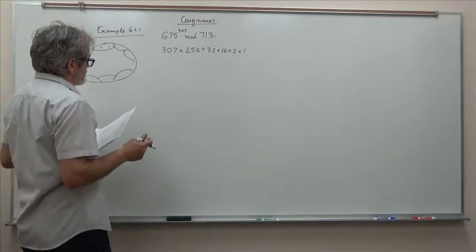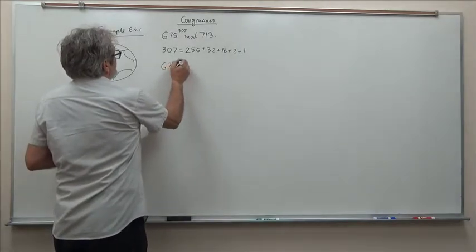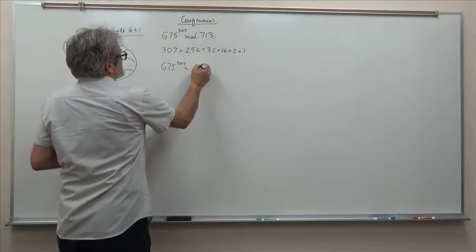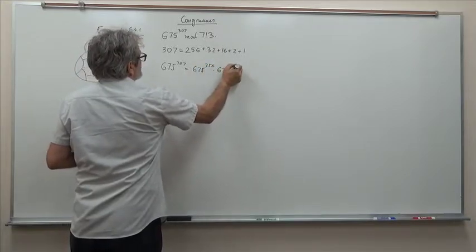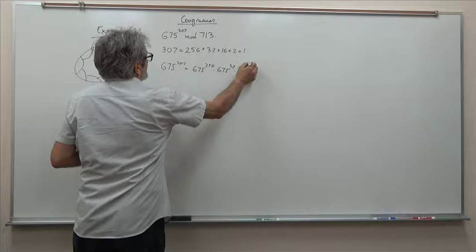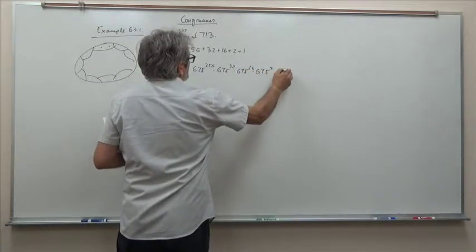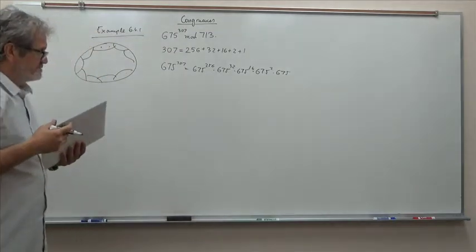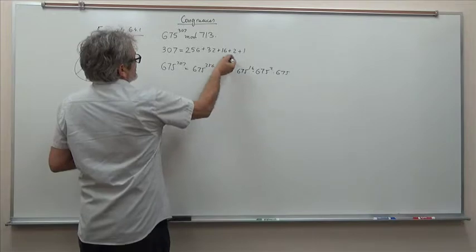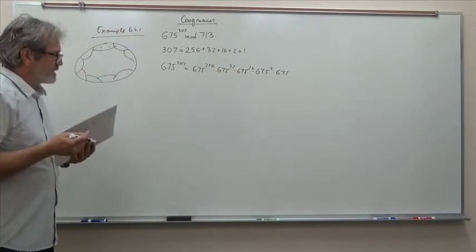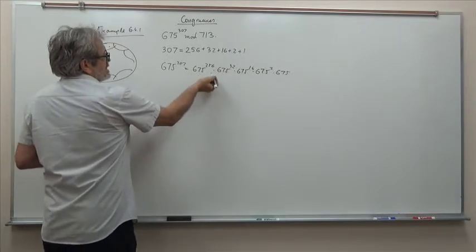That's more important. And then what? 675 to the 307 is actually 675 to the 256 times 675 to the 32 times 675 to the 16 times 675 squared, and then times 675. This is according to the properties of multiplication: if you multiply these powers, that's the same as adding the exponents. And now we'll calculate on the side all these powers of 2.